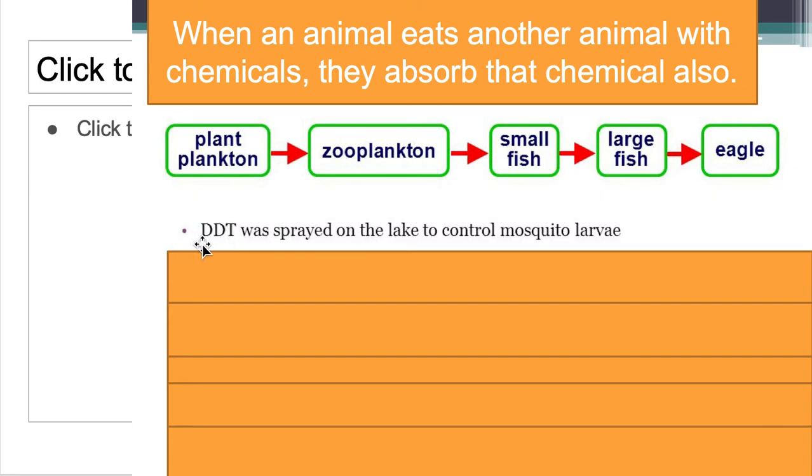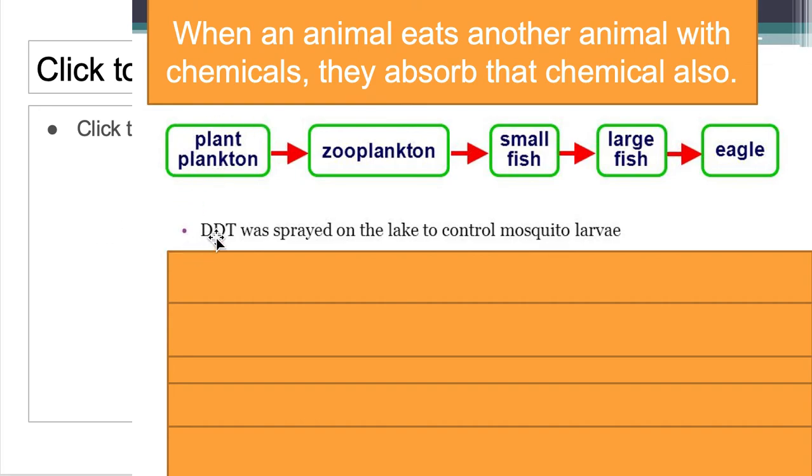So the first step we have here is DDT was sprayed on the lake to control mosquito larvae. Right off the bat, people are spraying chemicals on the lake. Well, who is that going to affect? It's going to affect the plants that live in the lake. Okay, so it's going to affect the plants first. Then, who eats the plants? Who's our herbivores? Who's our primary consumer? Well, that's going to be our zooplankton. The zooplankton eat the plant plankton.